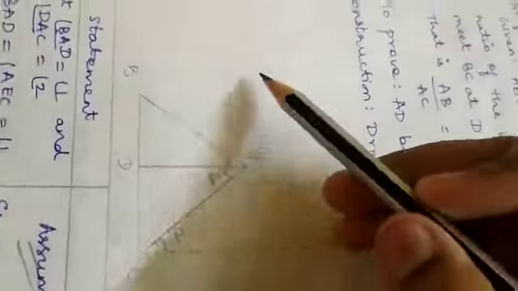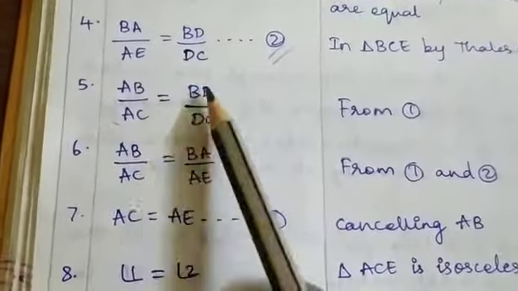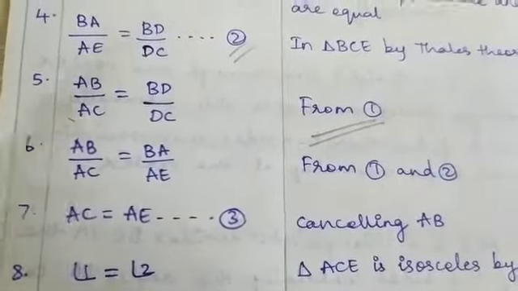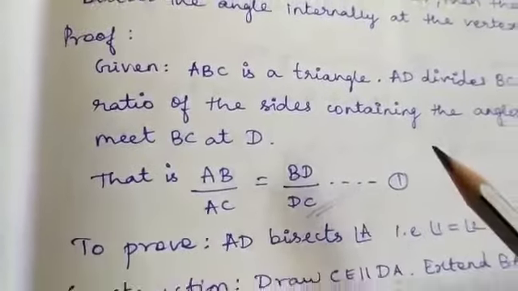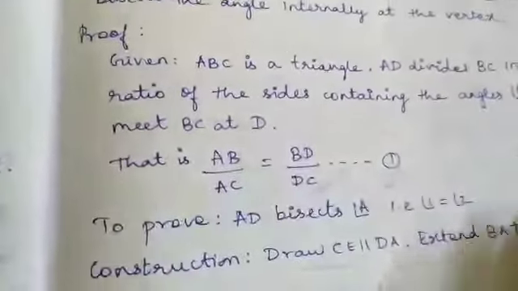So you know this divided by this equal to this divided by this, when these two are parallel, by Thales theorem. So now we get BA by AE equal to BD by DC. That's it, by Thales theorem. So AB by AC equal to BD by DC from 1. What is our equation number 1? AB by AC equal to BD by DC. We took it as given, so we'll use it inside the proof.